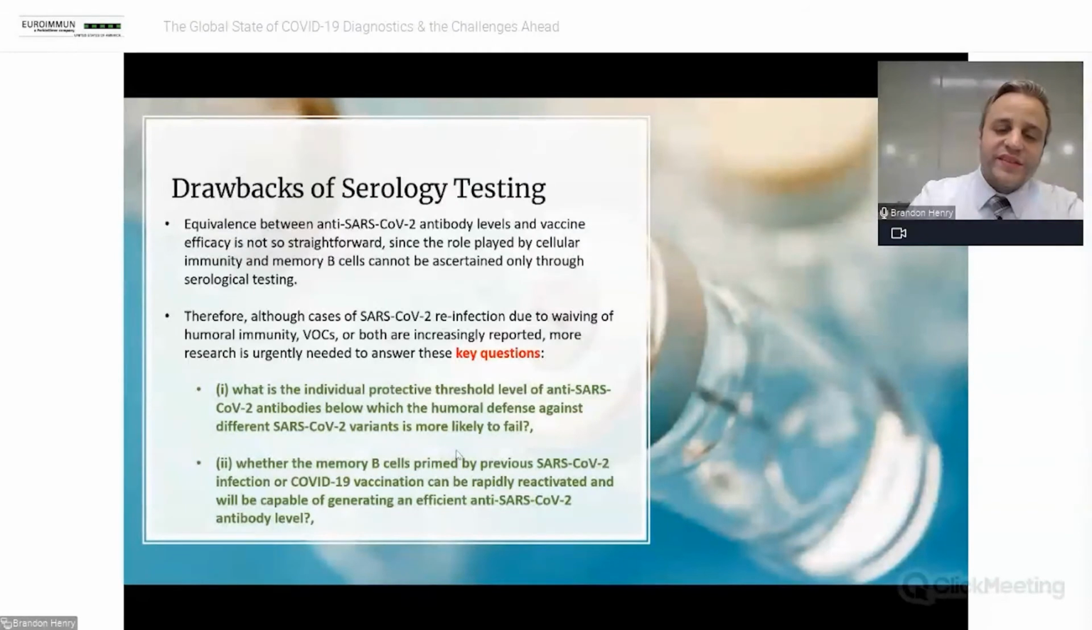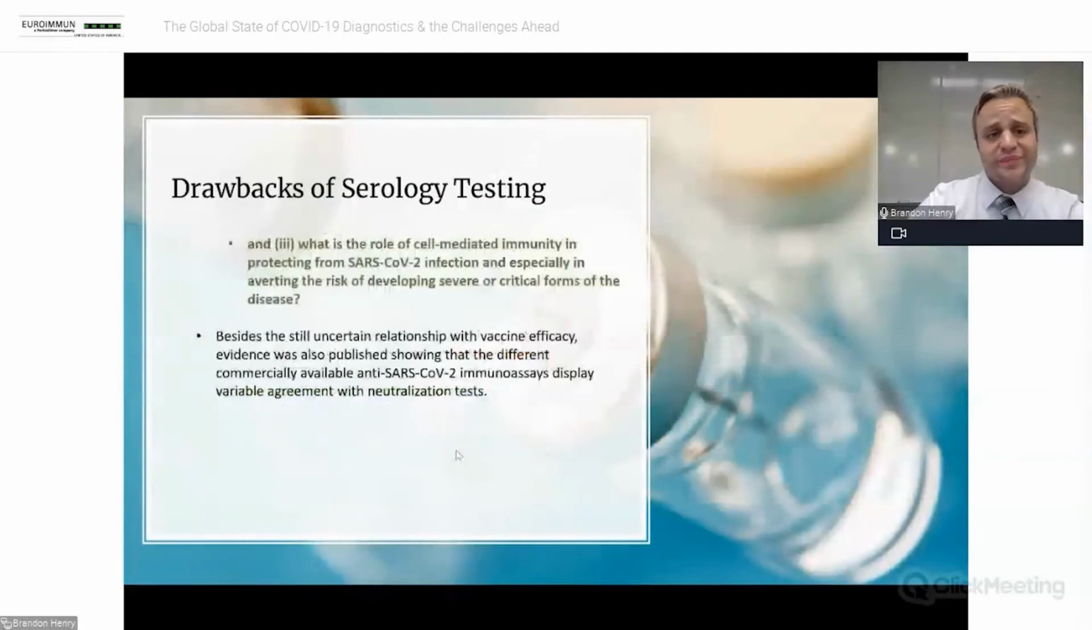Therefore, although cases of SARS-CoV-2 reinfection due to waning of humoral immunity, variants of concern, or both are increasingly reported, more research is really needed to answer, I think, three key questions. First, what is the individual protective threshold level of antibodies below which the humoral defense against SARS-CoV-2 variants is more likely to fail? We need to know that. We need to know whether memory B cells primed by previous infection or COVID vaccination can be rapidly reactivated and will be capable of generating an efficient anti-SARS-CoV-2 antibody level upon re-exposure. And finally, what is the role of cell-mediated immunity in protecting from SARS-CoV-2 infection, especially in averting the risk of developing severe or critical forms of the disease?